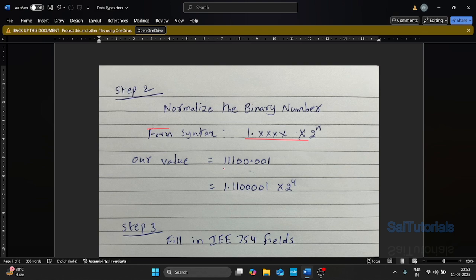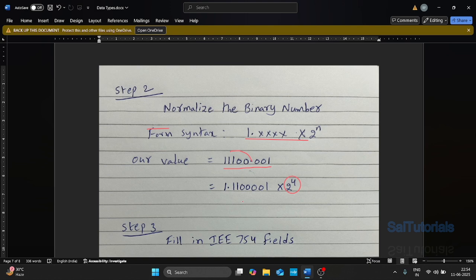We got the value 11100.001. To convert this value into that form, we simply need to shift the point to the left-hand side. For that, we can write 1.11000001 times 2 power 4. And why do we use 2 power 4? In decimals, if you want to shift the decimal point towards the left side, we use 10 power 1, 10 power 2, 10 power 3, and so on. The same way, this is binary format, so we use 2 power 4, 2 power 5, 2 power 6, and so on.